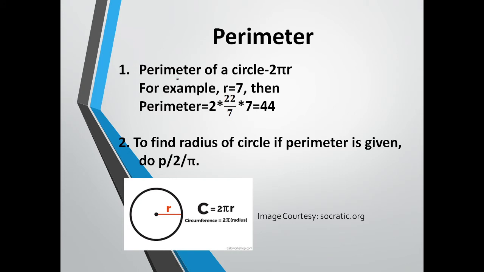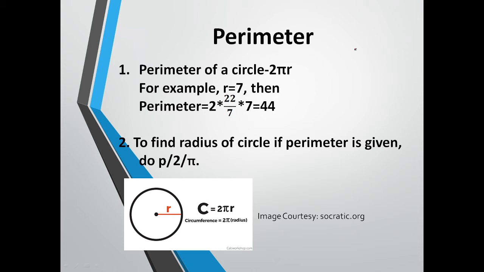So now, perimeter of a circle. The perimeter of a circle is 2 pi r. First of all, I will tell you what is pi. Pi is a constant which is obtained by the ratio of the circumference of the circle to its diameter. Okay. For example, take this example only. In this, the radius is 7, diameter is double of the radius, so this will become 14.